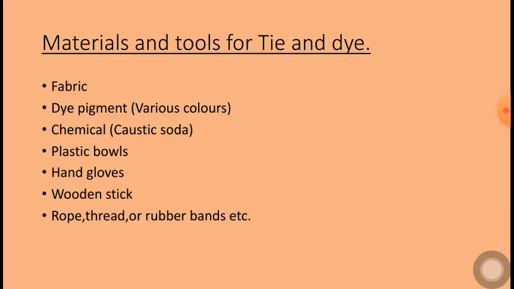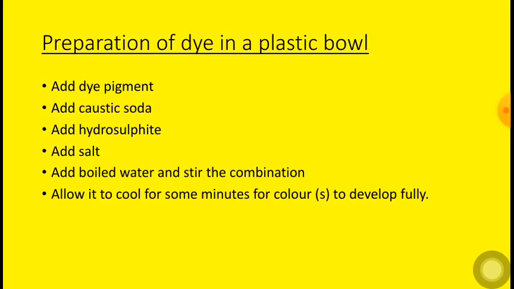Then the other one is your wooden stick. The wooden stick is to stir all the mixtures you have in the bowl. You stir them; you put in your dye pigment, chemicals, and the rest of them. Now you add warm water, and stir properly to ensure that everything mixes properly inside the bowl. Another thing we'll be looking at is the rope for tying, the thread, rubber bands, etc.